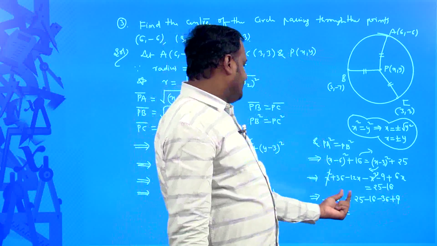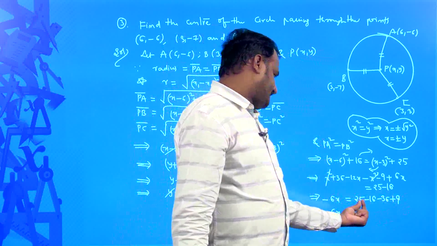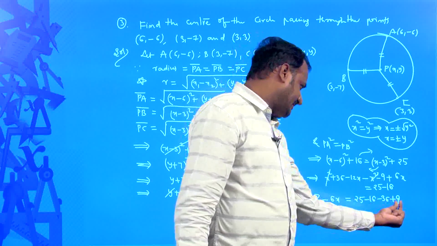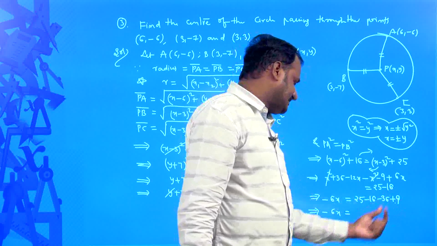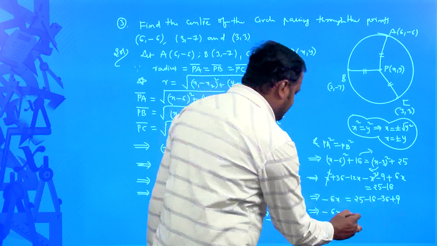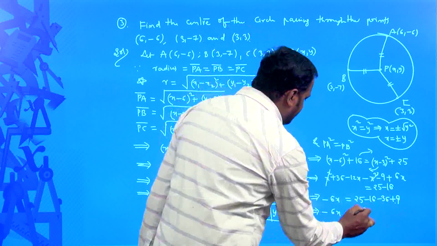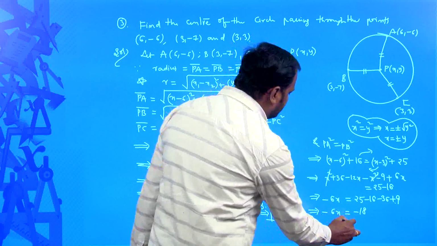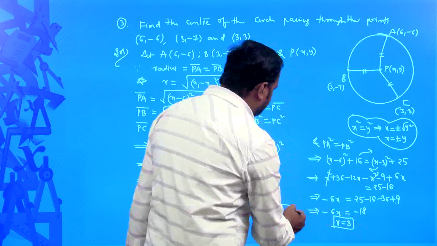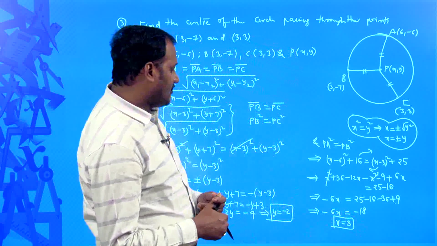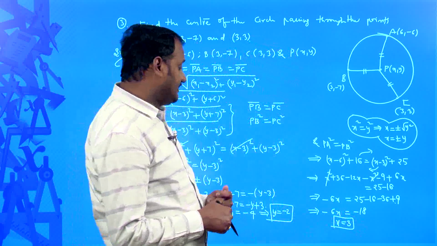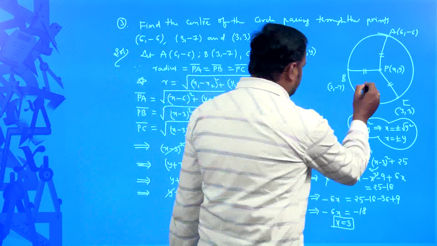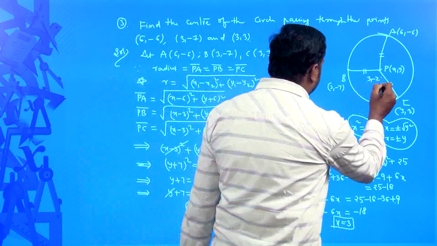It would be 25 minus 16 is equal to 9, 9 plus 9 is equal to 18, 8 minus 36 plus 18 is equal to minus 18, so that minus and minus gets cancelled, therefore the value of x is equal to 3. Therefore x is equal to 3 and y is equal to minus 2 means what is the center of the circle? The center of the circle is going to be 3 comma minus 2.